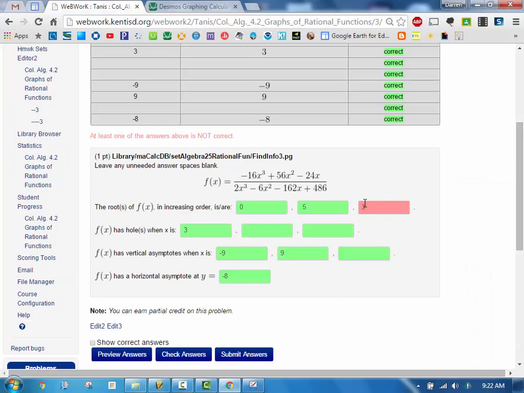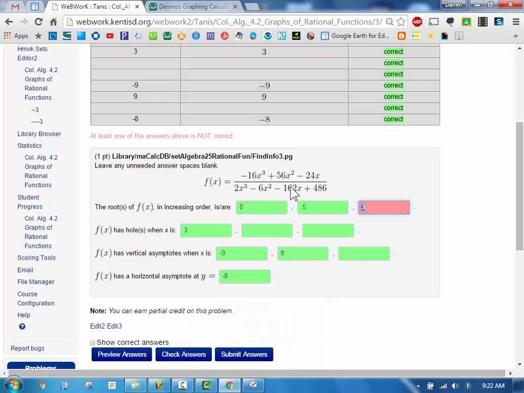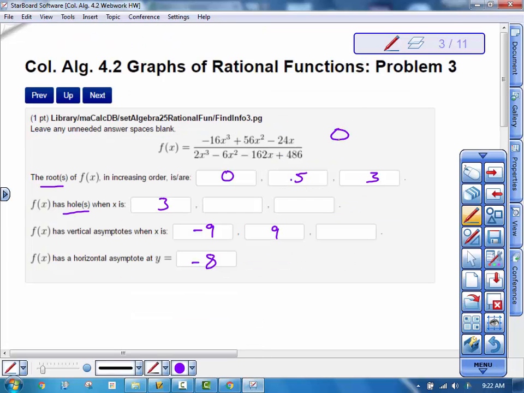The only thing I made a mistake on is this 3 is actually not a root, because when you plug in 3, we know it's a hole. So a hole is not a root, and the reason why is because a root is where you plug in and you get 0. That's not what we get. When we plug in 3, we get 0 over 0, which is undefined. So an undefined value is a hole in this case and not a root. So we don't want to include that.